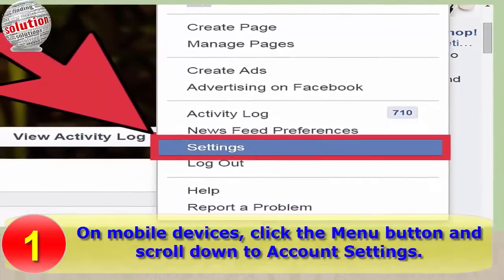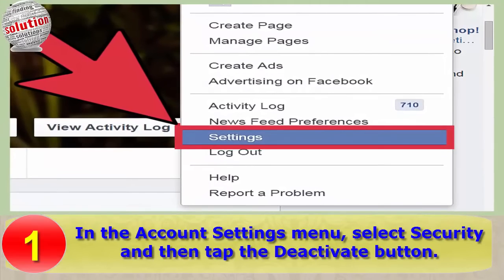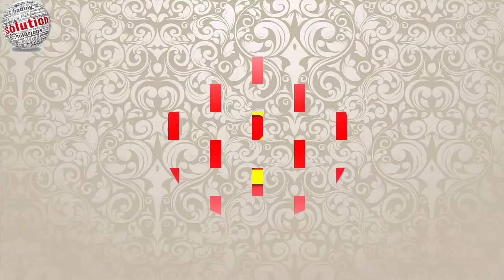On a mobile device, click the menu button and scroll down to account settings. In the account settings menu, select security and then tap the deactivate button.